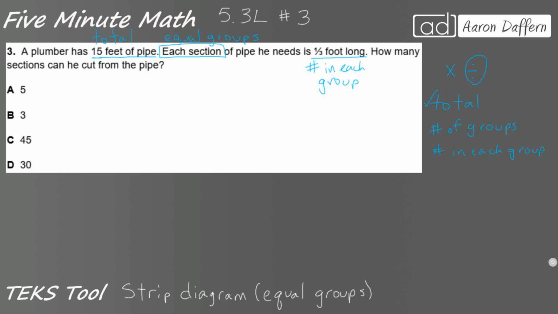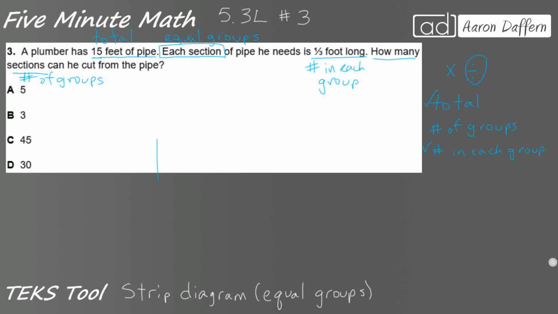And so we have those 2, and we're looking for a third. How many sections? So look at this. How many sections? Just replace that with groups, and you've got your how many groups. We're looking for how many groups do we have if we have a 15-foot pipe and each section needs to be 1/3 foot long.